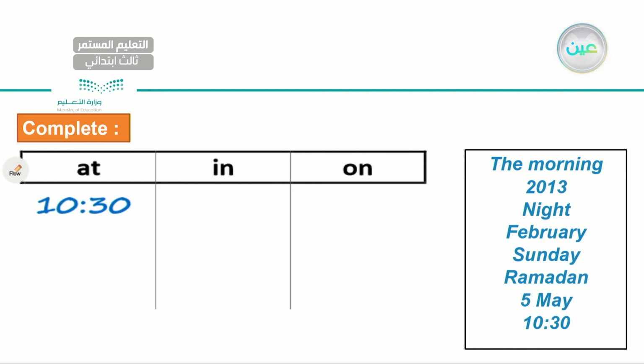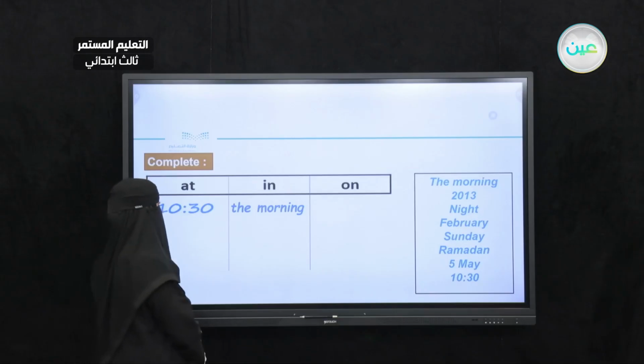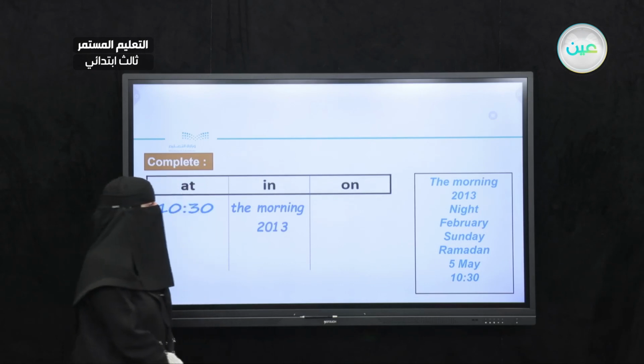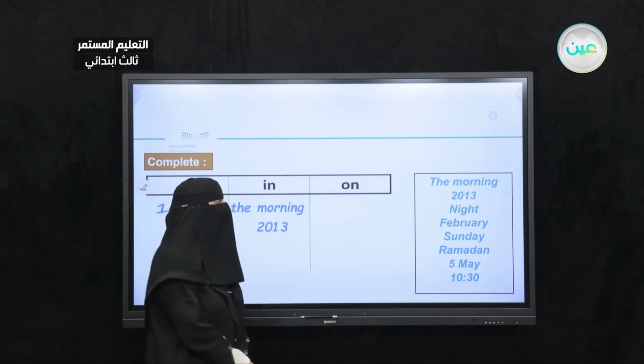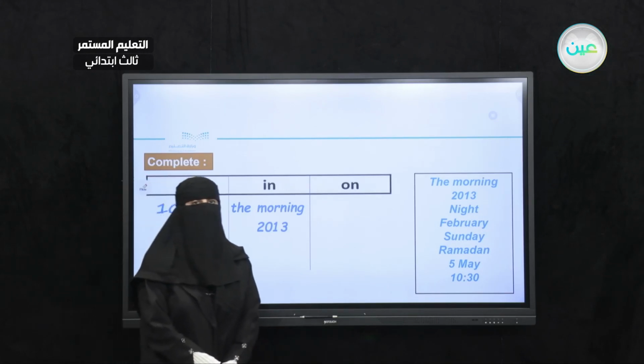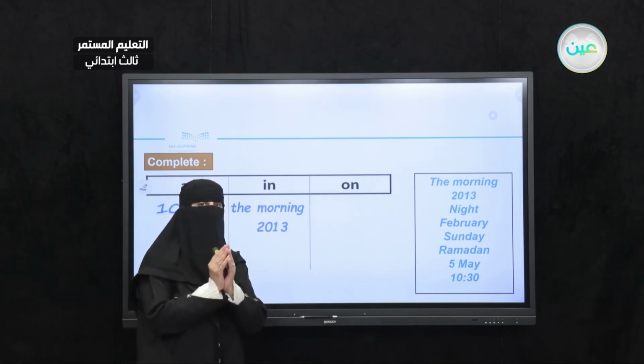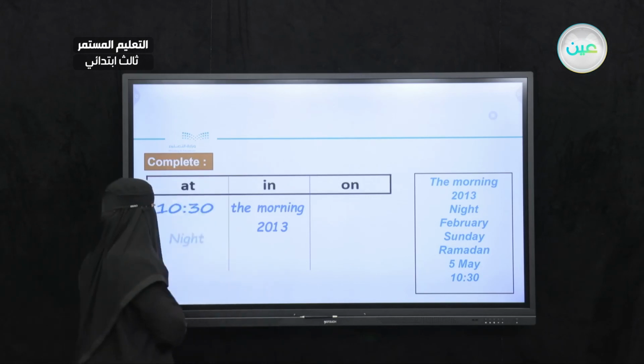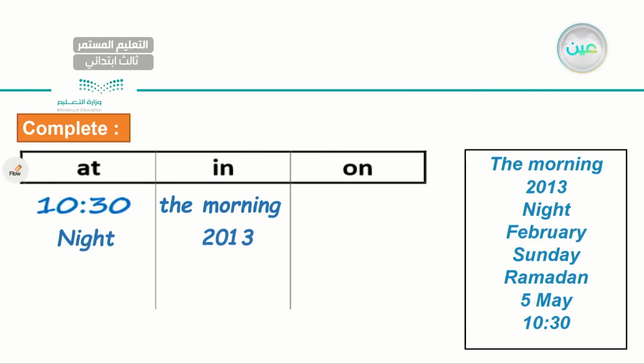I should use the morning with the preposition in. In the morning. Very good. Excellent. 2013. What do you think? Also with the preposition in. Very good. In 2013. Excellent. How about night? Which preposition should I use? In, on, or at? The answer is at. At night. Excellent. February. It's a month. So, in February.